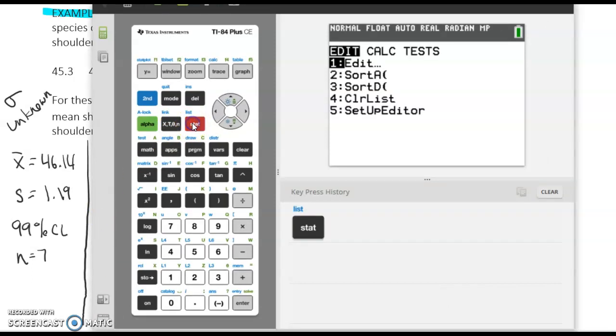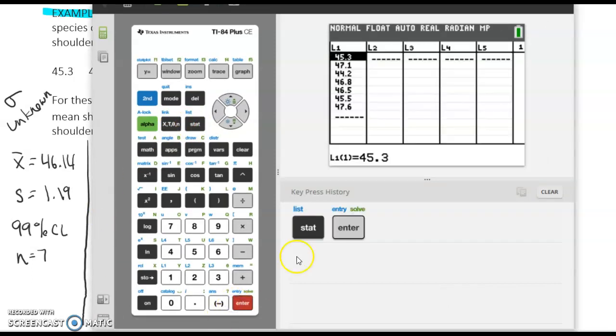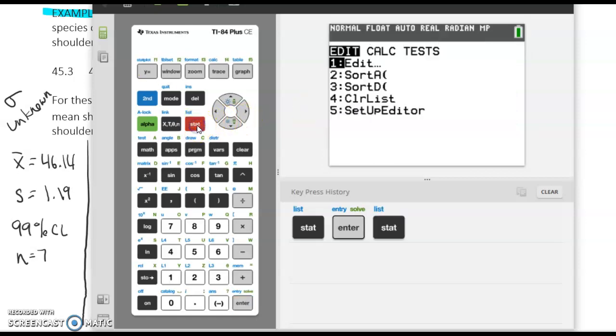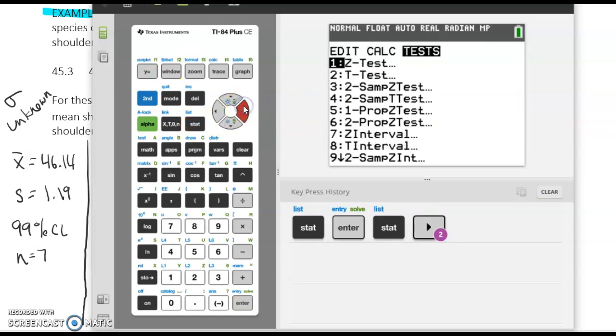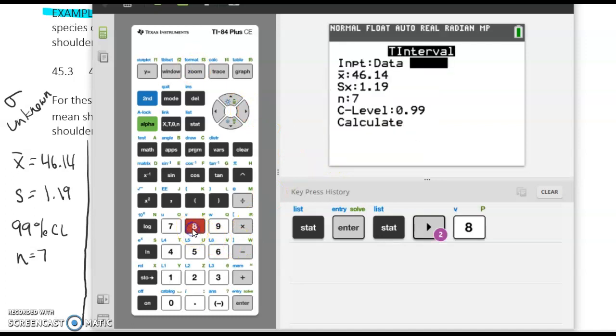Now we're going to try the problem again by plugging in our data. So we're going to go to Stat to edit, and you'll see here that I've plugged in all of our data for our 7 values that were given in the problem. Go ahead, pause the video, and make sure you have the data plugged in as well. So now, once you have your data plugged in, you'll press Stat again and go over to Tests, and you're going to go down to T interval, which is number 8.